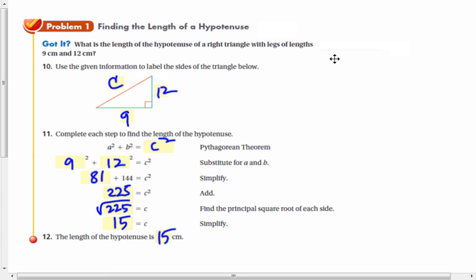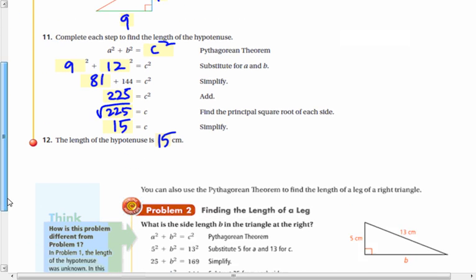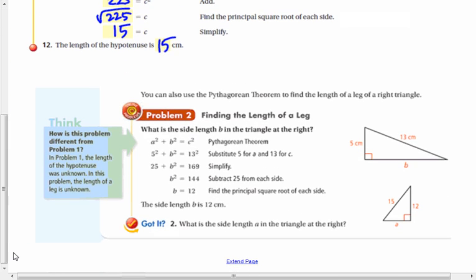All right, how'd you do on that one? You should have found that the hypotenuse is 15 centimeters long. Okay, we can also use the Pythagorean theorem to find the length of a leg, kind of using the formula but working backwards here. And here's an example.